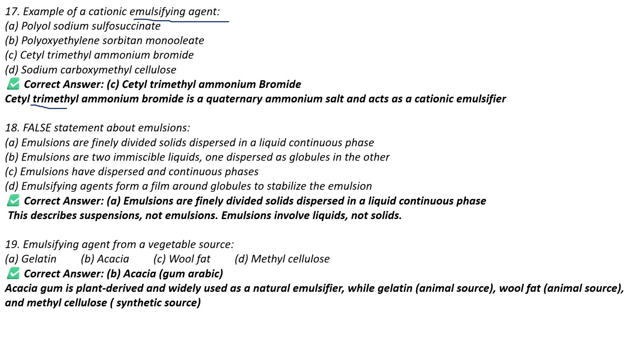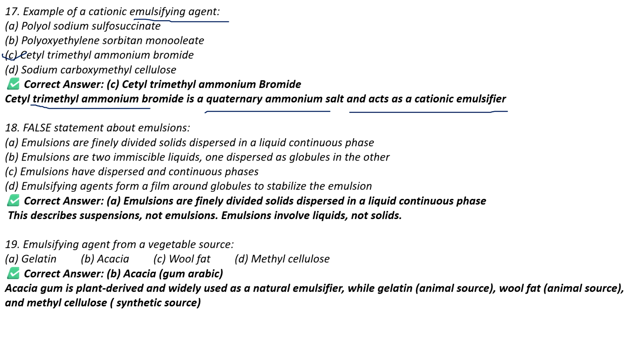So जो सेटाइल ट्राइमिथाइल एमोनियम ब्रोमाइड है, also called as cetrimide, is a quaternary ammonium salt and acts as a cationic emulsifier. So we can say option C, that is cetyl trimethyl ammonium bromide, also called as cetrimide, is an example of a cationic emulsifying agent. Moving on to the next question.